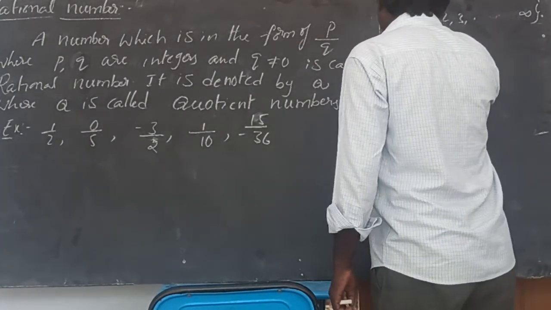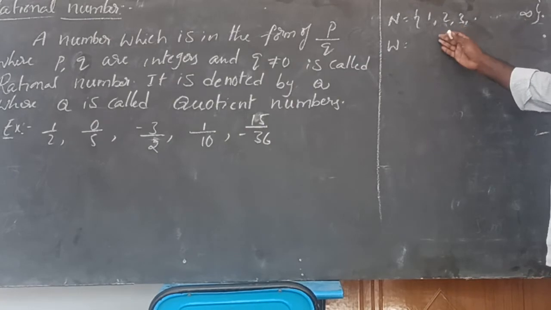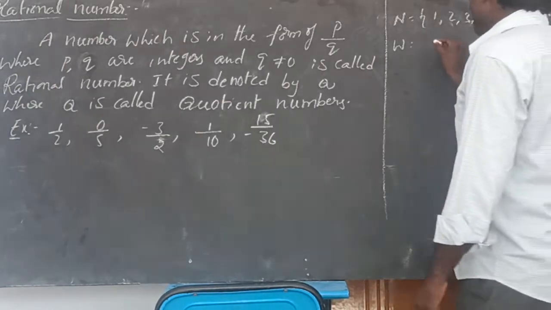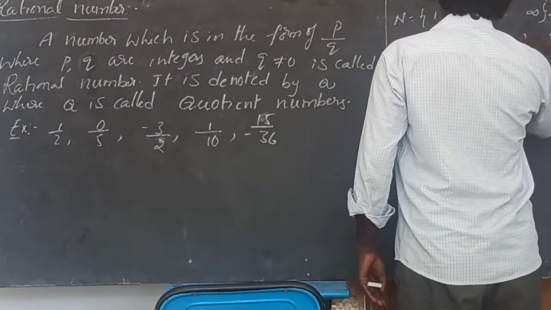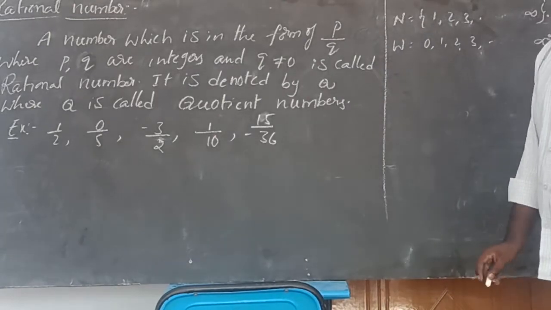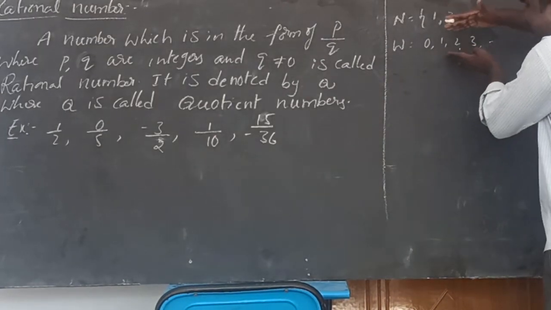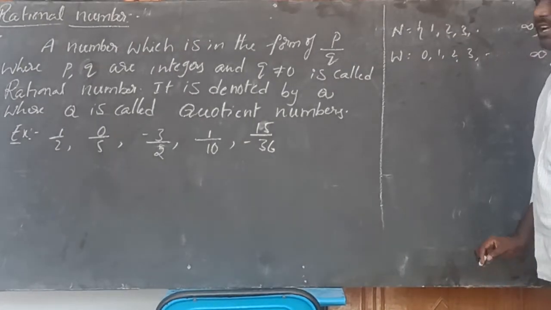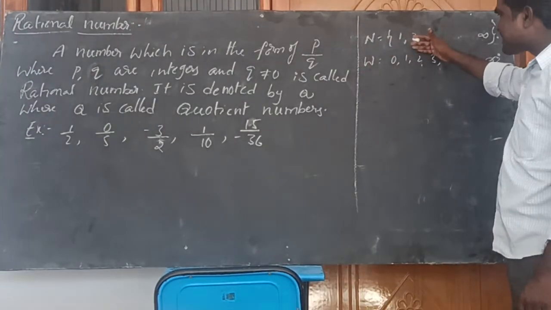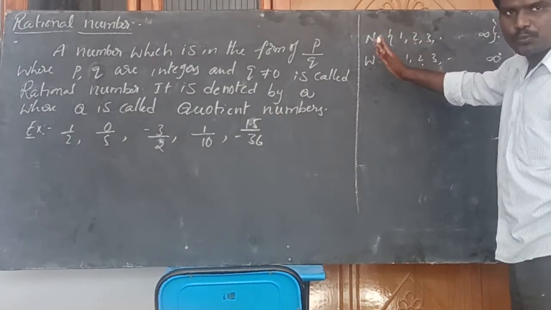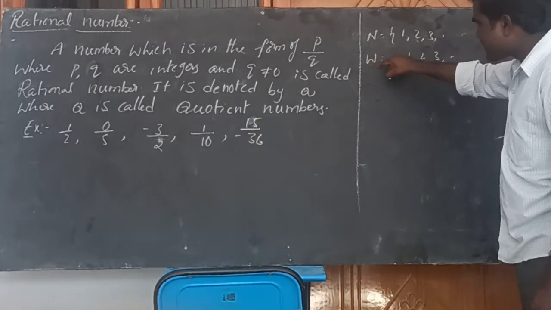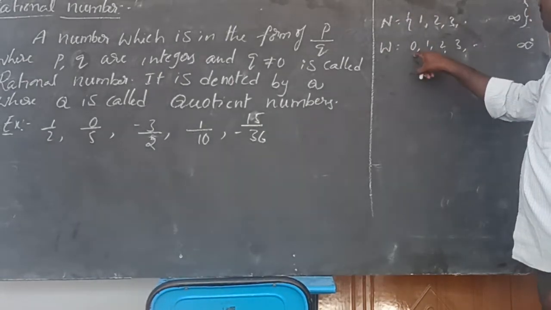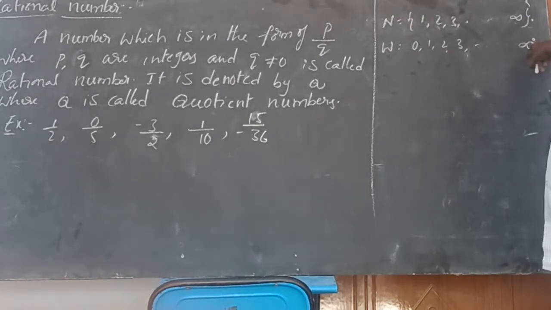Next, whole numbers. The natural numbers along with 0 are called whole numbers. That means 0, 1, 2, 3, 4, 5, 6 and so on to infinity. In these whole numbers, which numbers are there? Natural numbers. That means the natural numbers are a part of whole numbers. The whole numbers are denoted by capital W. The smallest whole number is 0, the biggest whole number is infinity.